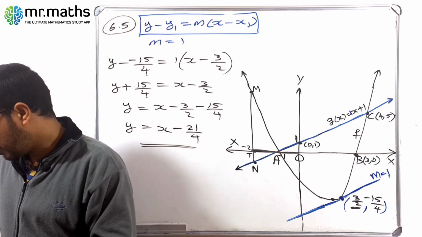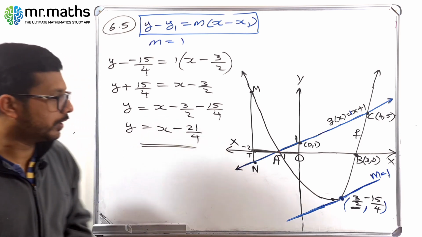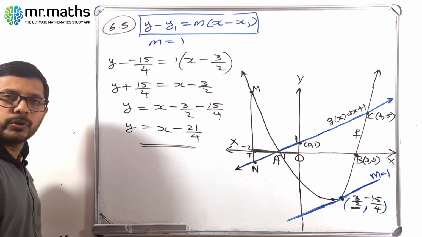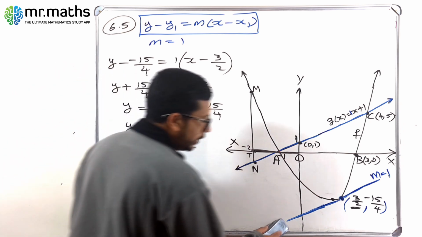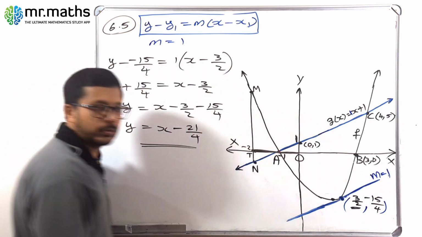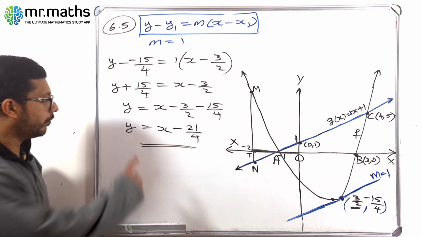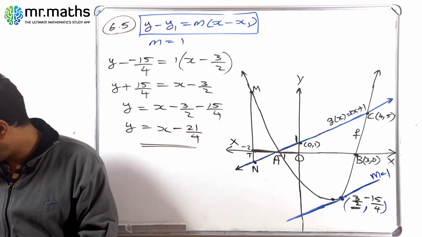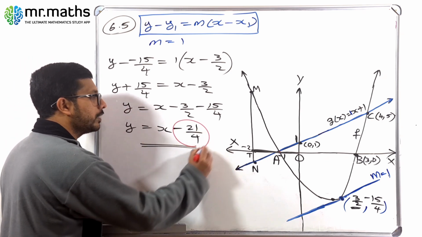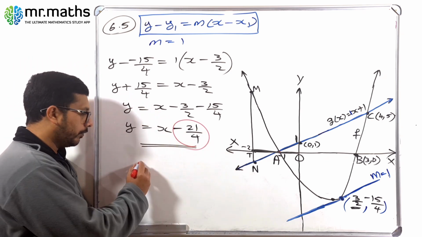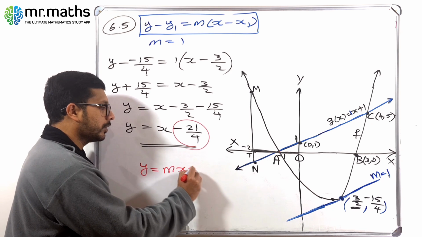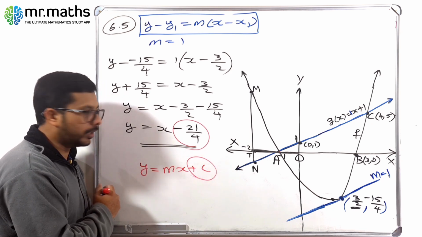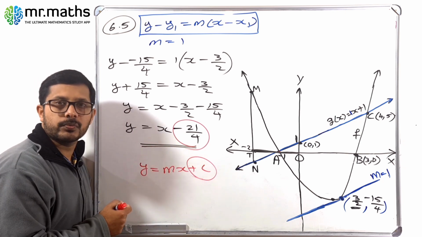Okay, now question number 6.6. Before I go to question number 6.6, what is the equation of this tangent? The equation of the tangent is y is equal to x minus 21 over 4. So can you say what this minus 21 over 4 stands for? In y is equal to mx plus c, what does this c stand for? Y intercept. Am I right? So this minus 21 over 4 stands for the y intercept.